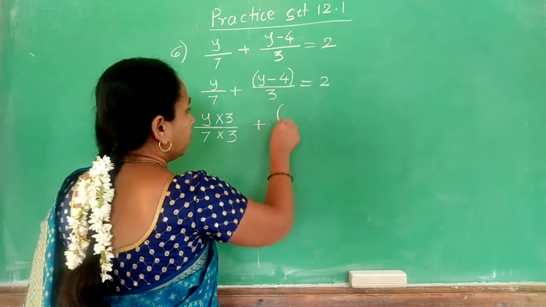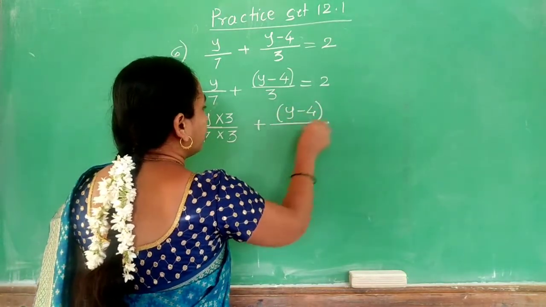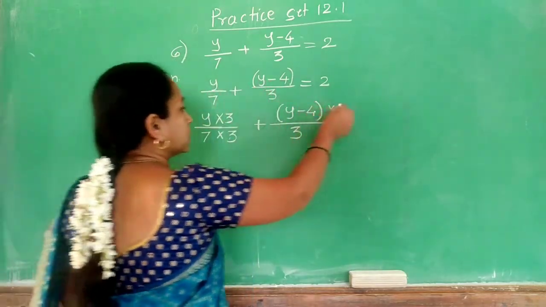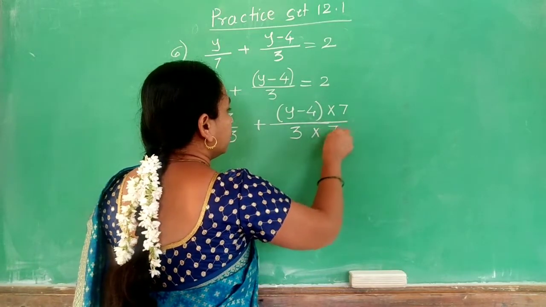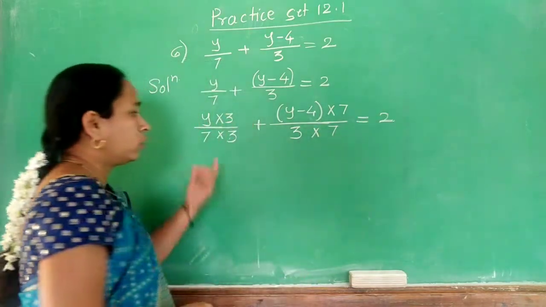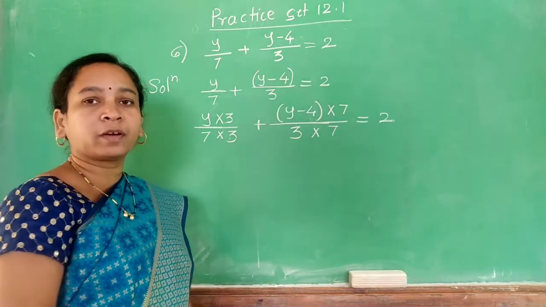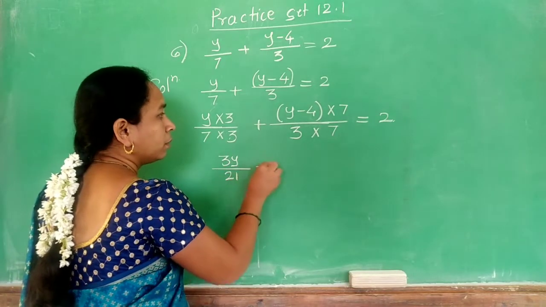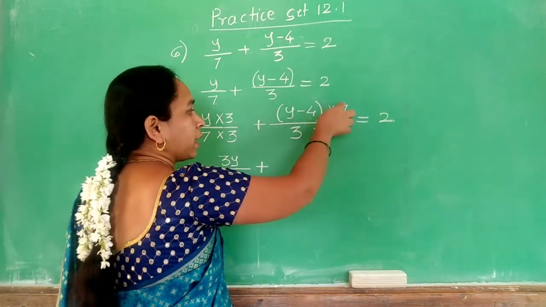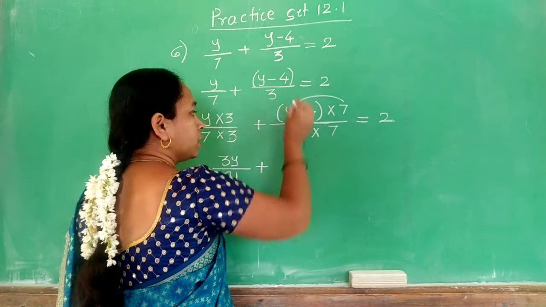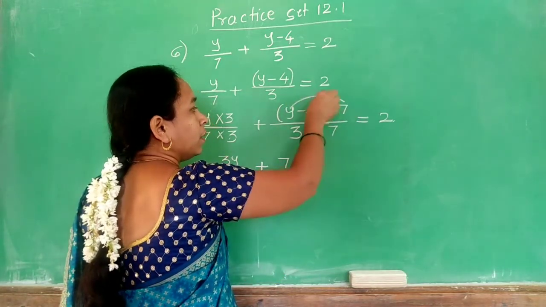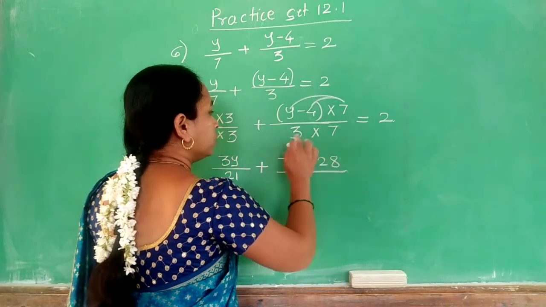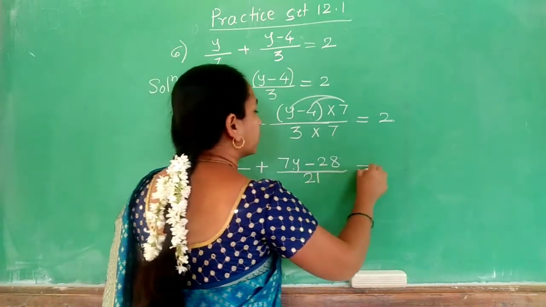This fraction I have multiplied by 3. Same way, y minus 4 upon 3, I will multiply by 7, is equal to 2. By doing this, I will get the common denominator. So here 3y upon 21 plus, multiplying inside the bracket, y multiplied by 7 is 7y, and y multiplied by minus 4 is minus 28, upon 7 3s are 21, is equal to 2.